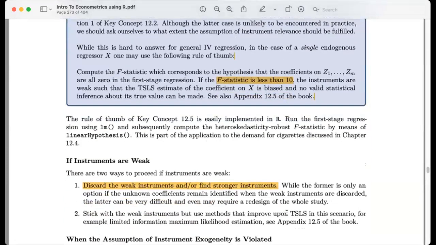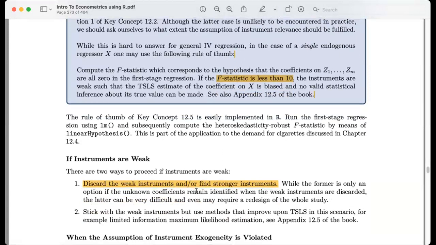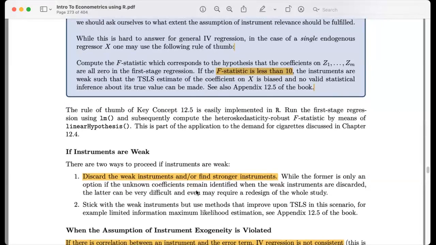If we have weak instruments, one of the ways we could deal with them is to discard them and look for stronger instruments, but that's not always easy. Finding instruments is not that easy. Another thing to do is to stick with the weak instrument, but use methods that improve upon TSLS, for example limited information maximum likelihood estimation. It doesn't go into details on that, but we could use those methods if we could not find a stronger instrument and we still want to use the IV technique.